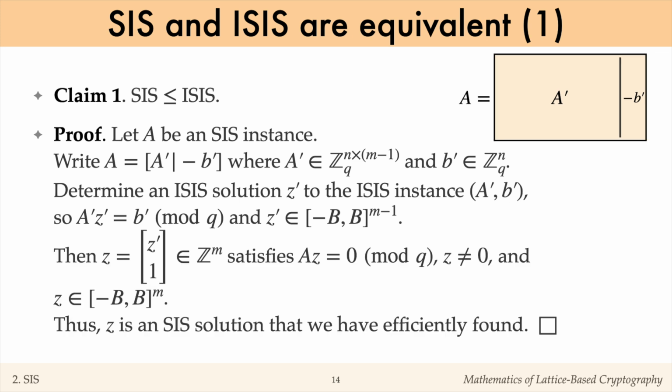You can now check that the length m vector Z, obtained by appending a 1 to the end of the length m minus 1 vector Z prime, is a solution to the given SIS instance. This proves that SIS reduces to ISIS.